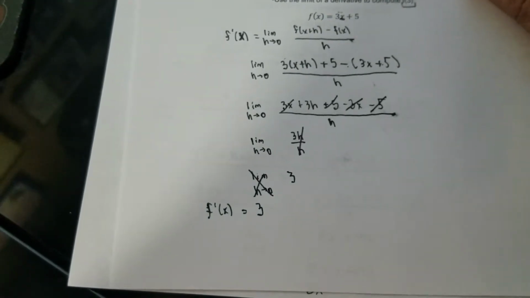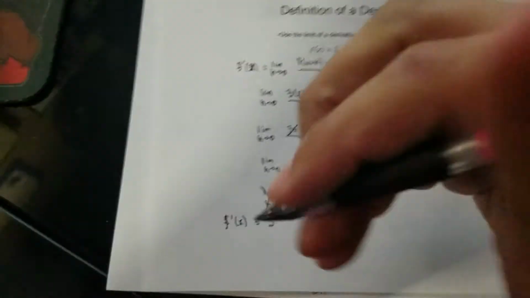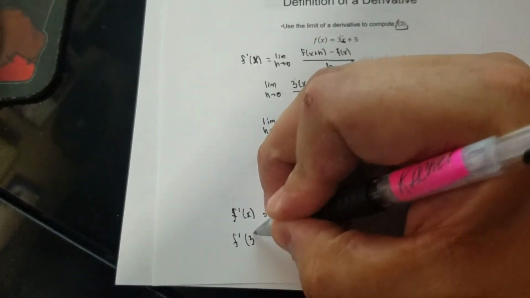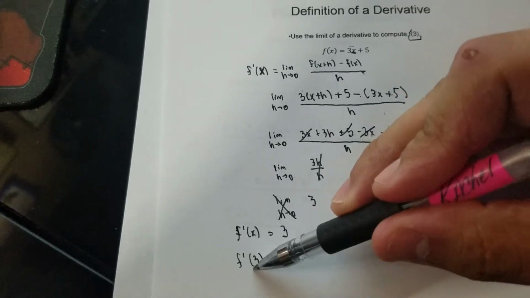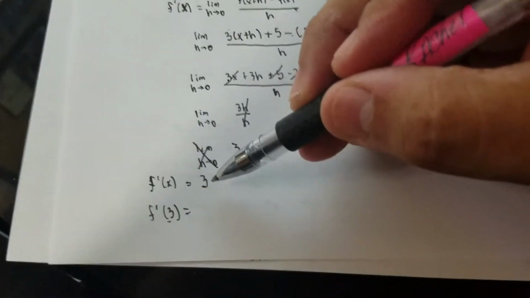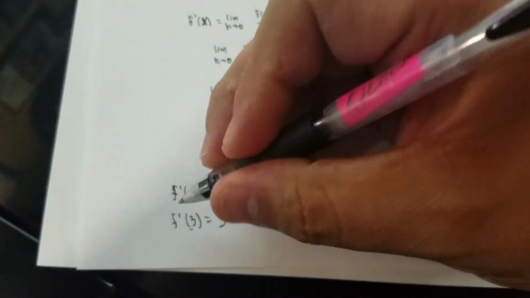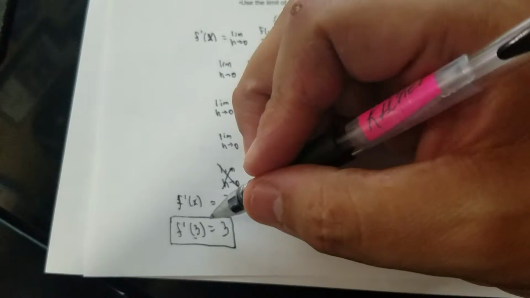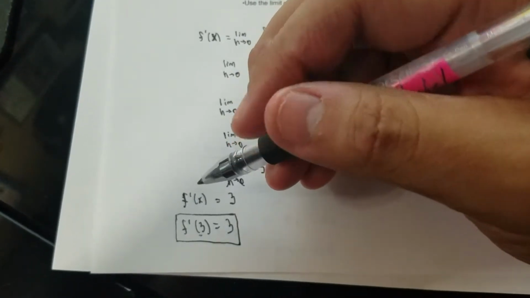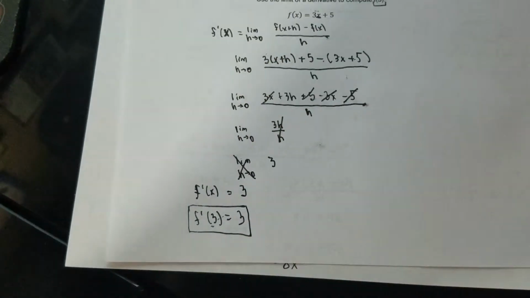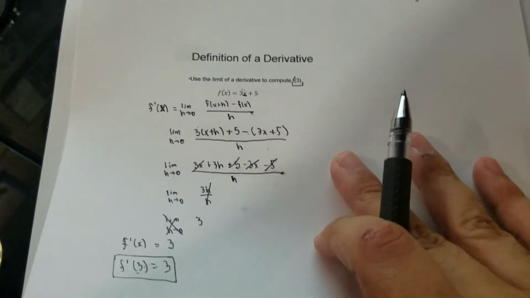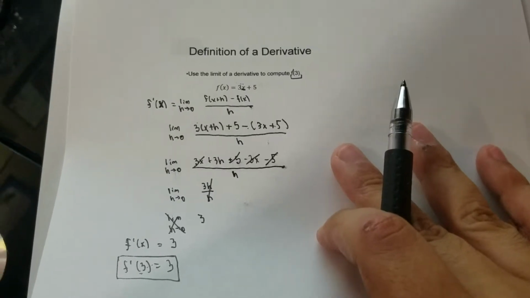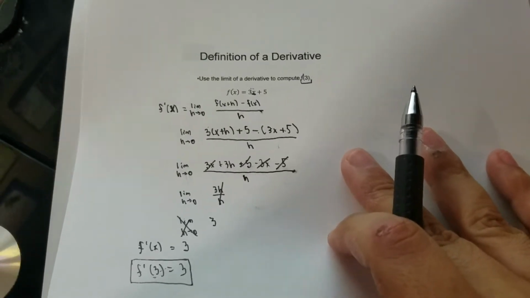Now they don't want to know f prime of x, they want to know f prime of 3. So now I'm going to plug in a 3 for x. Well, I don't have any more x's, so this is my equation. This is my answer. This is it. If I had an x, like we're going to see in the next problem, I'm going to plug in the 3 for the x. Let me just put everything here so you guys can copy it if you need to, and we'll move on to the next problem.